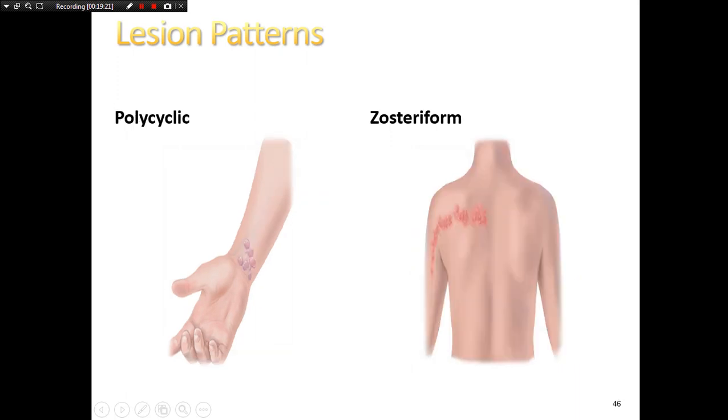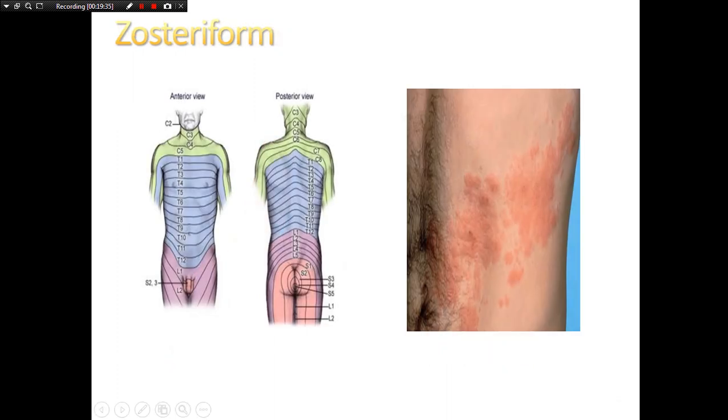The polycyclic could be where there's multiple groups of single lesions, and then the zoster form we know is more consistent with herpes zoster or shingles. And we know the zoster form appearance takes on because of the spinal nerves where they innervate at the level of the skin. So the lesions that we see on the outside is from where it breaks through from the spinal nerves. And so we're usually going to see them somewhere along the sides, along the chest, upper back.